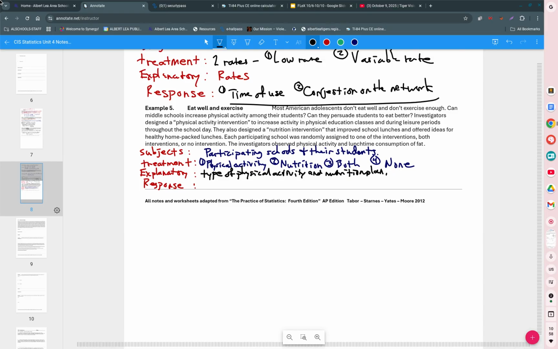What is it that the response is measuring? What are we measuring here? What are they measuring? Amount of physical activity and the consumption of fat. Yeah. So the response is amount of physical activity and fat consumption.